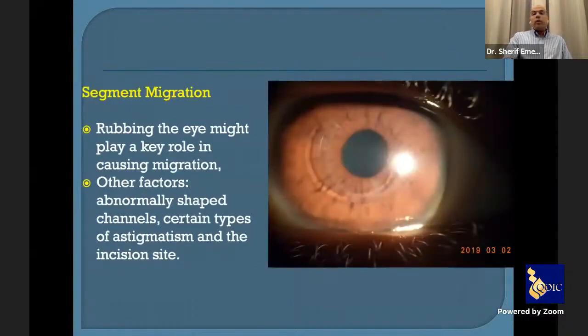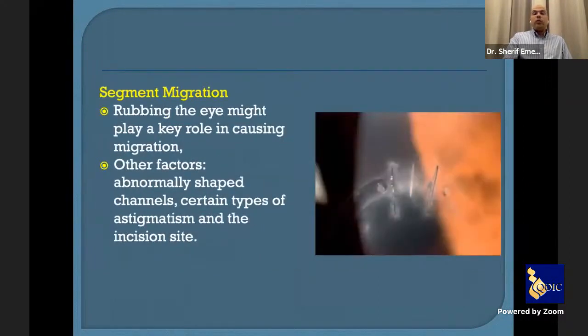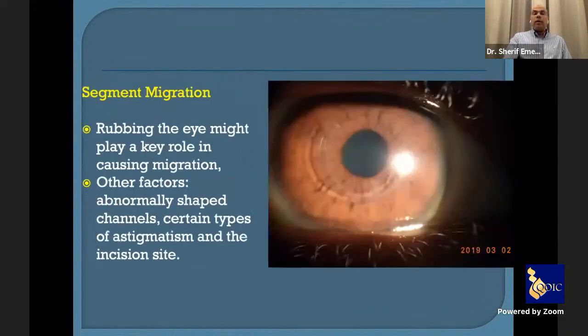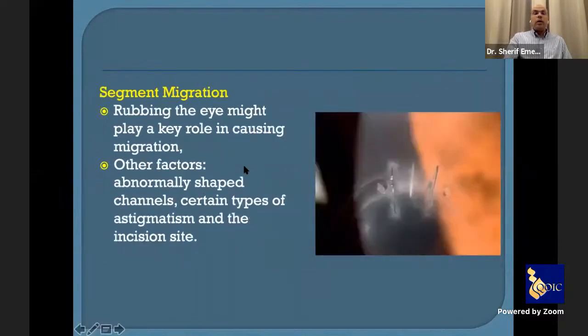And so segment migration is also one of the complications. We can treat it with a suture, and this can happen also if the corneal ring is very close to the site of incision. We have a lot of complications. We have a corneal opacity. This is one of the cases I can see here, the broken intracorneal ring.